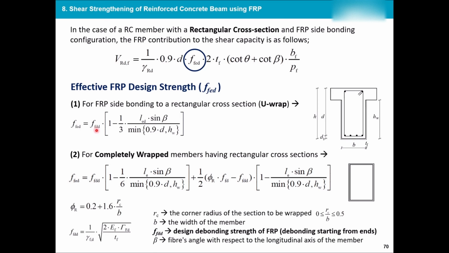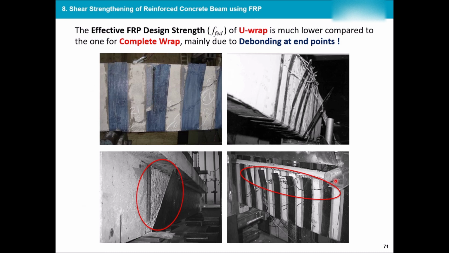This is FFDD, which had its own formulation, if you remember. So calculating that comes into this formulation. And if you're wrapping the entire one, as you can see, it's a massive formulation, which will be a bit different. Clearly, U-wrapping will cause a little bit of debonding. That's why the formula for the wrapping has debonding in it as well.